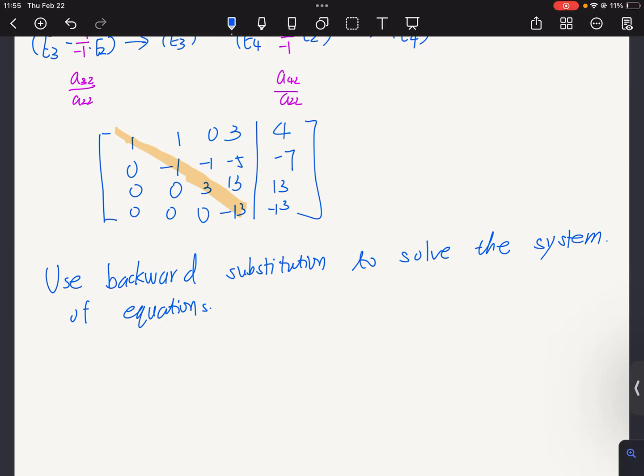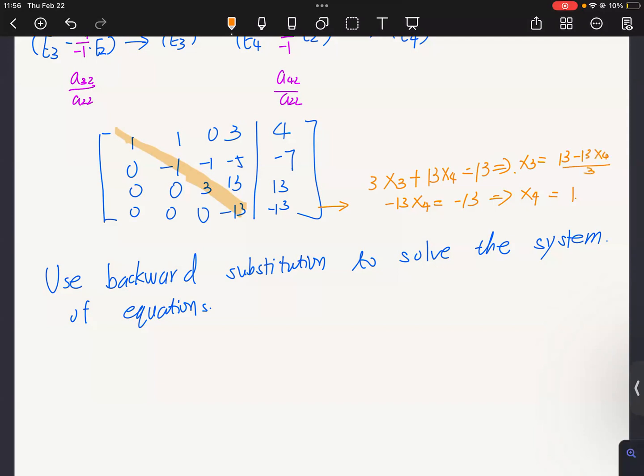This means that you don't need to write this in your exam, but I would just tell you, for explanation, the last row means negative 13 times x4 equals negative 13. So we got x4 equals 1. And what is the second row from the bottom? It means 3x3, because this is the coefficient for x3, and this is the coefficient for x4. We got this plus 13x4 equals 13 on the right hand side. And so x3 equals 30 minus 13x4, divided by 3.